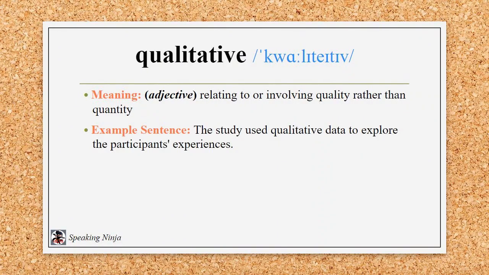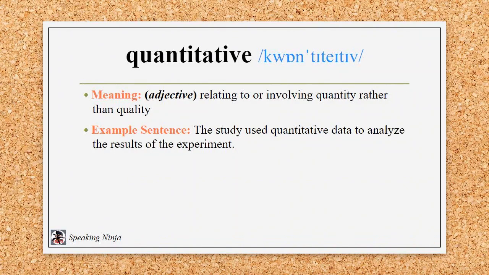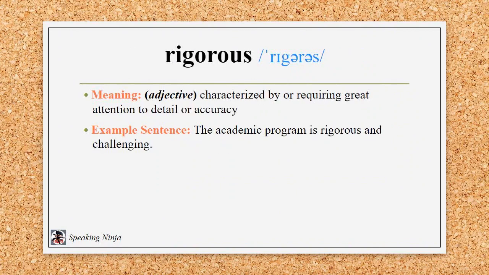Qualitative. Relating to or involving quality rather than quantity. The study used qualitative data to explore the participants' experiences. Quantitative. Relating to or involving quantity rather than quality. The study used quantitative data to analyze the results of the experiment. Rigorous. Characterized by or requiring great attention to detail or accuracy. The academic program is rigorous and challenging.